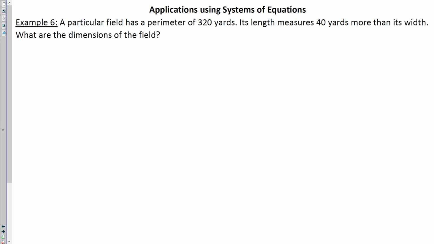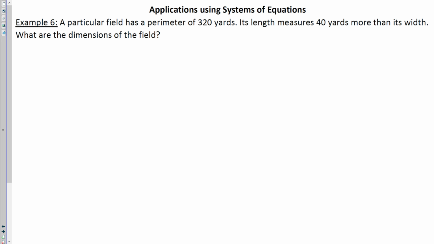So a particular field has a perimeter of 320 yards. Its length measures 40 yards more than its width, and we want to know the dimensions of the field. So this one actually has a little bit of hidden context. When we talk about a field, we're talking about a particular shape, and it may not be obvious without thinking a little bit about what shape they're describing.